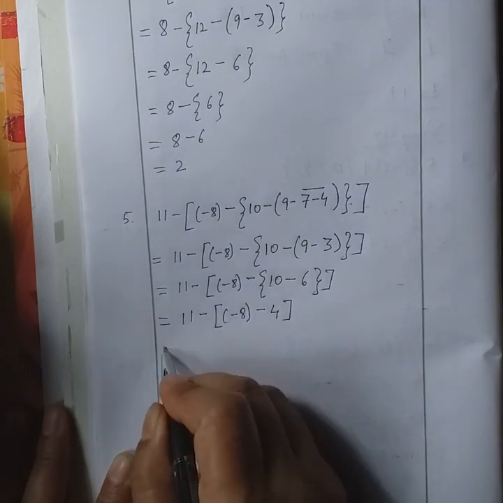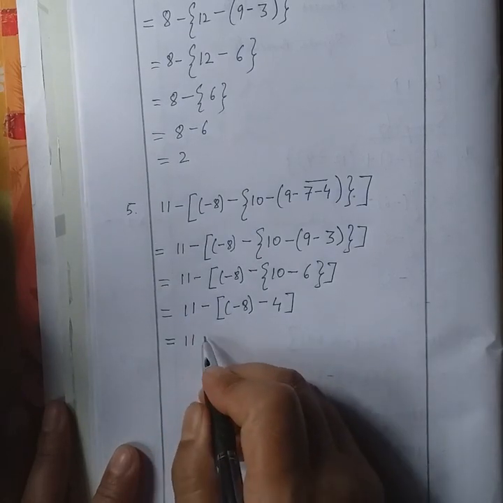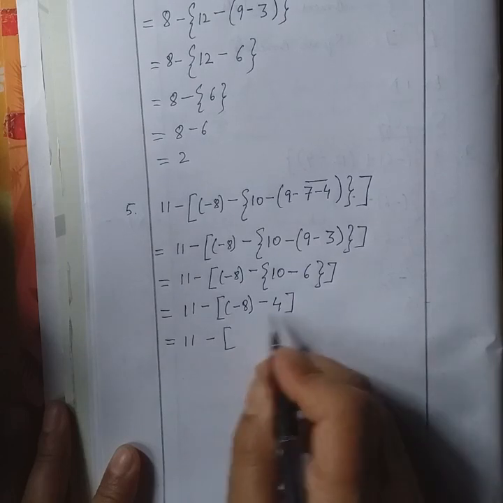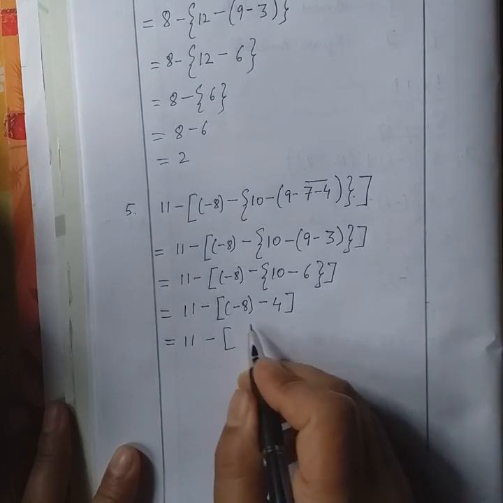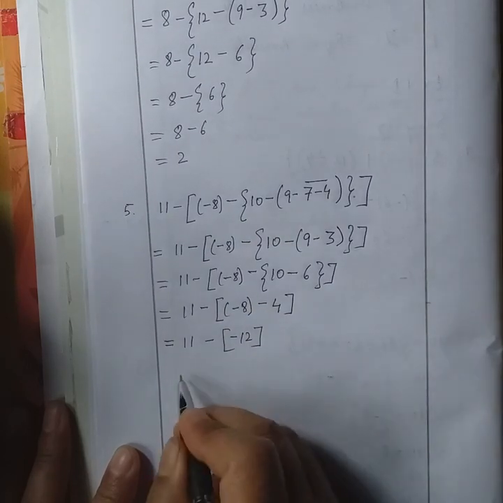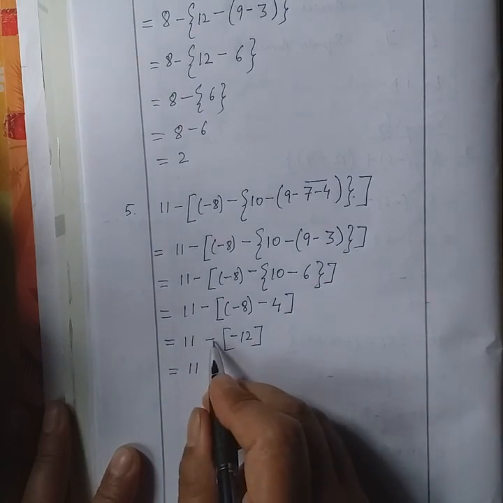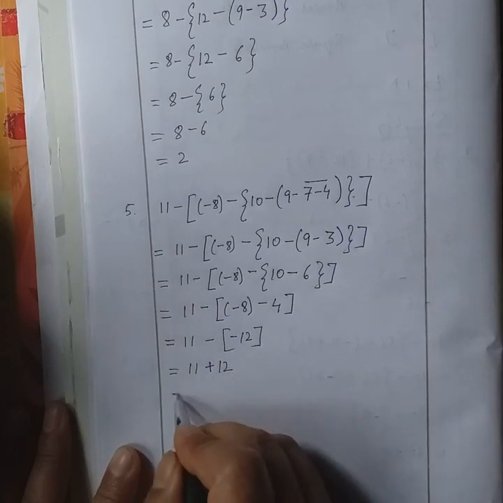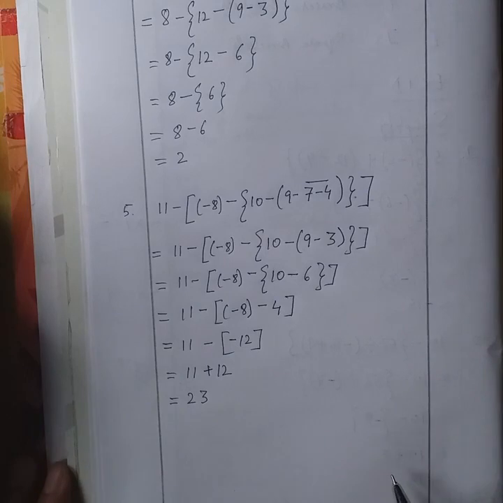So if we follow BODMAS, then the sum is very easy to solve. 11 minus, so both are negative numbers here. So we add. 8 plus 4 is 12. The bigger number's sign is minus, so minus 12. Now 11 minus minus, minus into minus is plus. So 11 plus 12 is how much? 23. Is it clear?